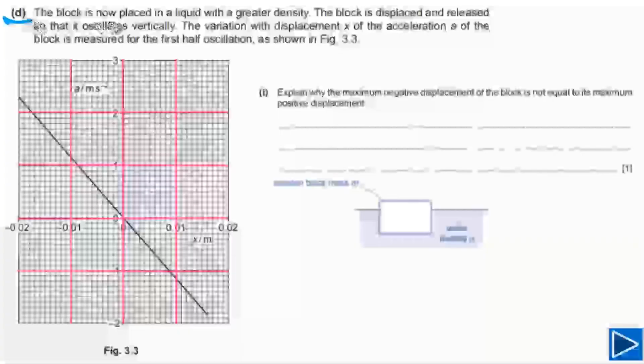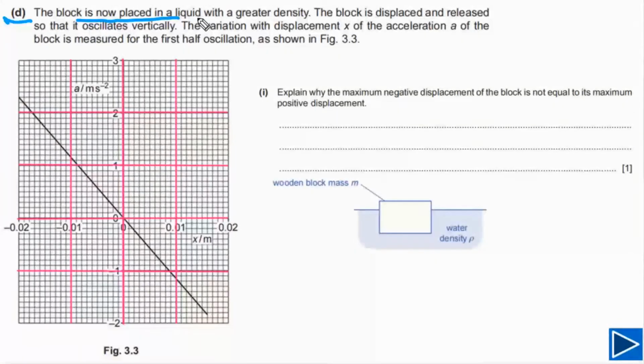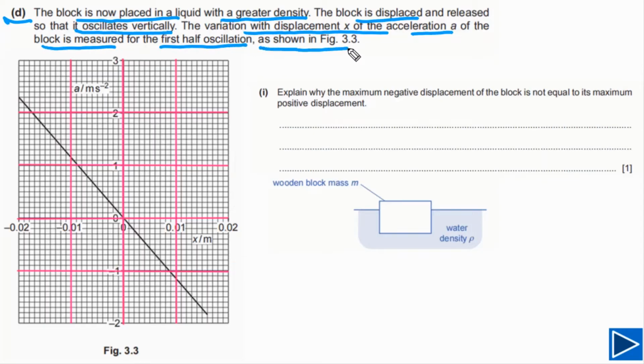For part D, it is given to us the block is now placed in a liquid with a greater density. The block is displaced and released so that it oscillates vertically. The variation with displacement x of the acceleration A of the block is measured for first half oscillation, as shown in figure 3.3. For part D1, we need to explain why the maximum negative displacement of the block is not equal to maximum positive displacement.